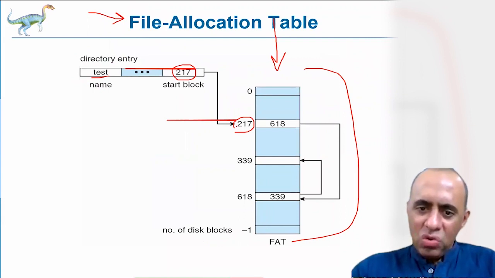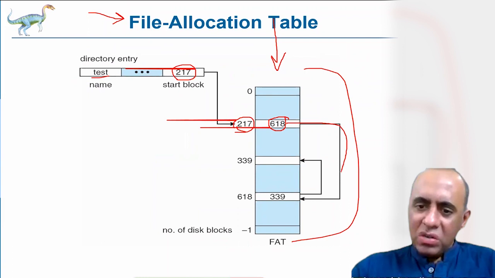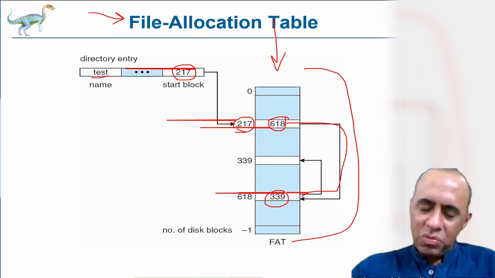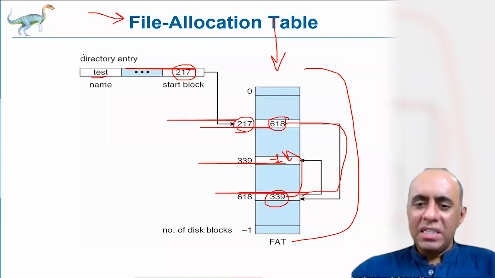And you went to 217. 217 did not contain any data but just the address of the next block. So you went to 618. Again, it is not the data, just the block number, a pointer to the next block number, which is 339. So you are ending at 339. Maybe you have to store -1 over here to tell this scheme that the file has ended.